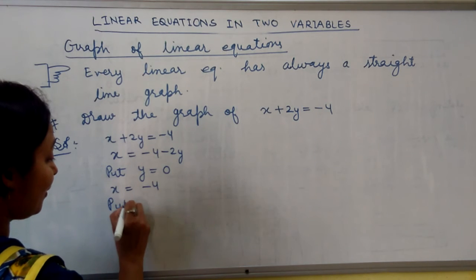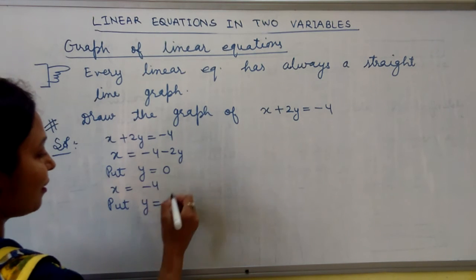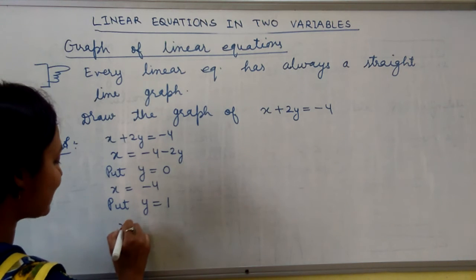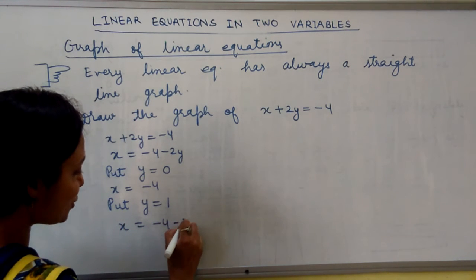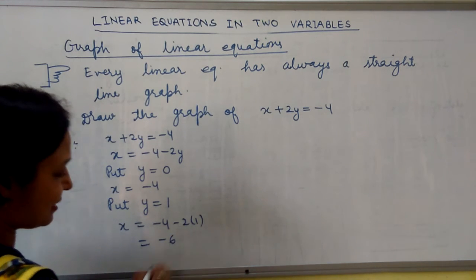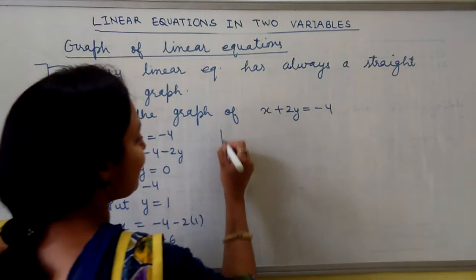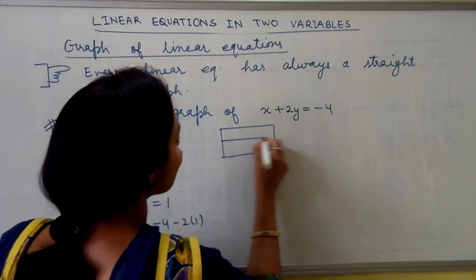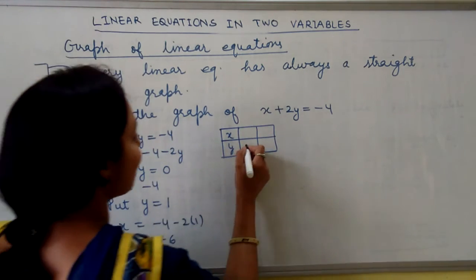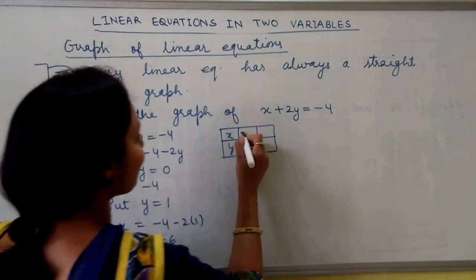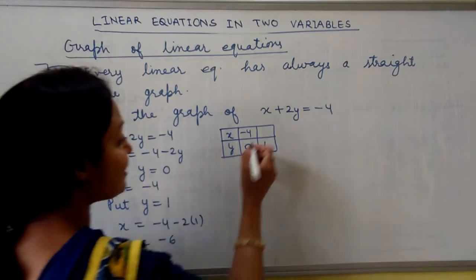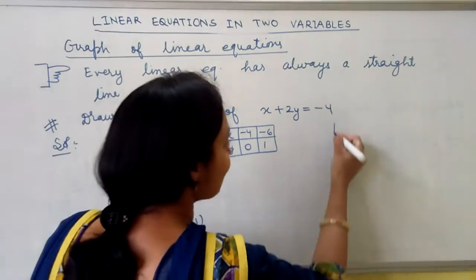Put y is equal to 1. When you substitute y is equal to 1, x is equal to minus 4 minus 2 into 1. 2 ones are 2, 4 plus 2, 6, so x is minus 6. Right? Make a table to draw the graph. We need only 2 points. When y is 0, x is minus 4. When y is 1, x is minus 6. Right? Now draw the graph.